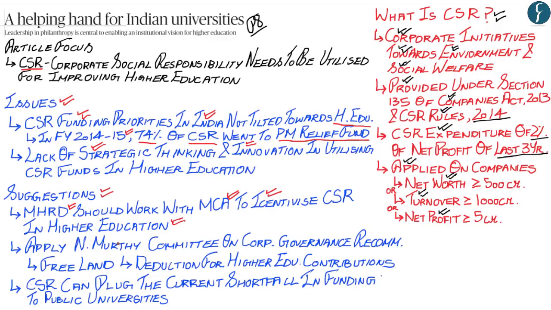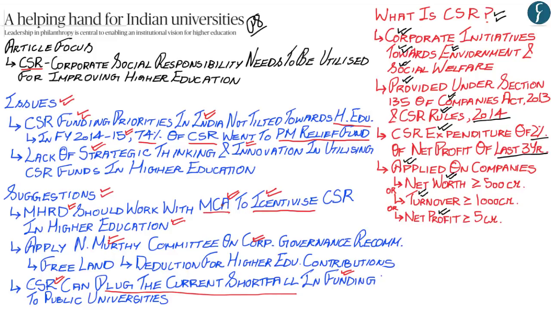The second suggestion given by the author is to apply the recommendations of the Narayan Murthy Committee on Corporate Governance. And the third and the final suggestion given by the author is that the Corporate Social Responsibility Fund can also be utilized to plug the current shortfall with regards to the funding of public universities in India. And this is one of the things that can be incentivized by the working together of the Ministry of Human Resource and Development and the Ministry of Corporate Affairs.